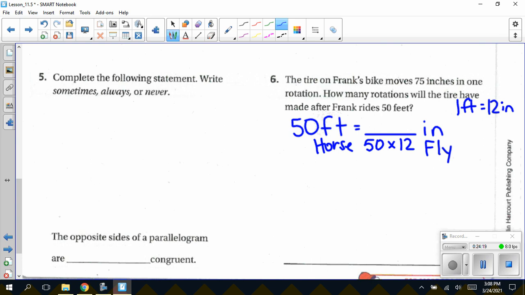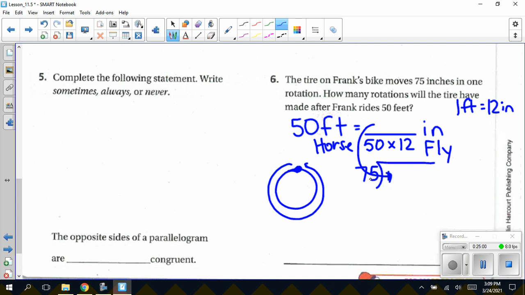Now, once I have that answer, I know how many total inches 50 feet would equal. Then I have to remember that there are 75 inches in 1 tire rotation. So if I'm starting up here on the tire, they are saying in order to go all the way back around to that same exact spot, it's 75 total inches. So now, in order to figure out how many rotations it would take that tire to go 50 feet, you would take the answer to this multiplication problem and divide it by your 75 inches.